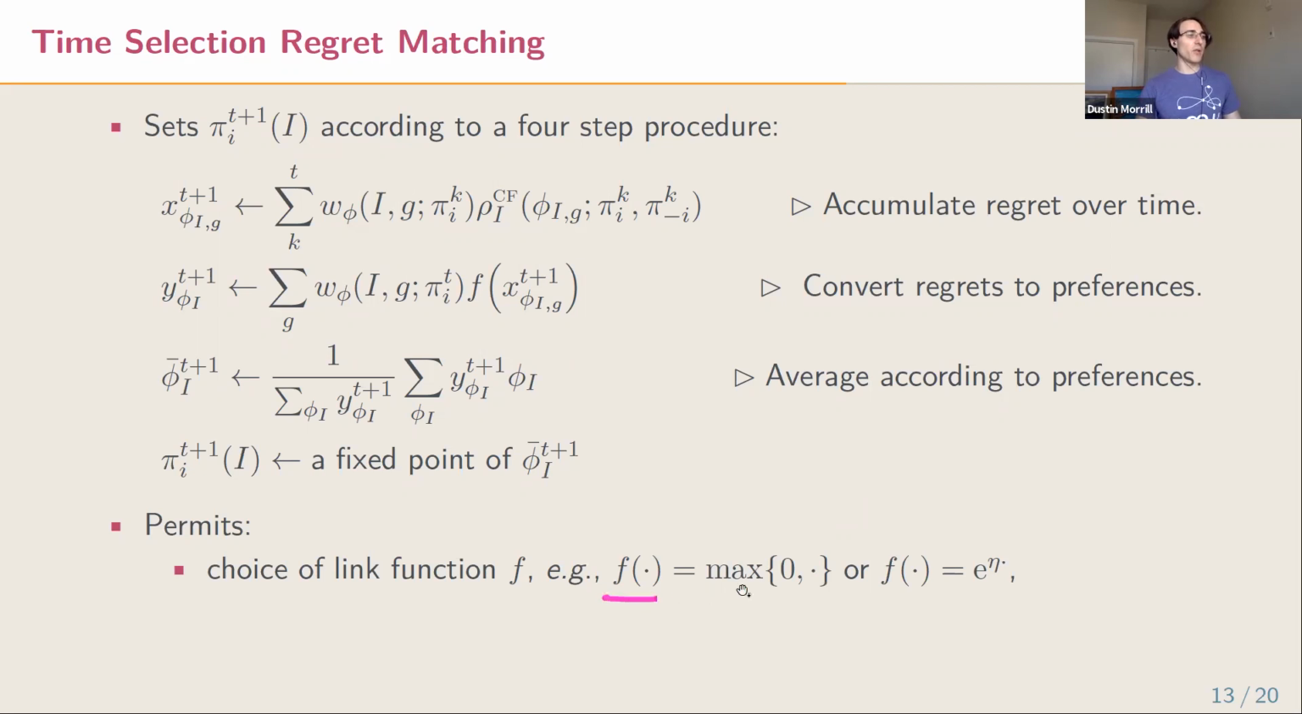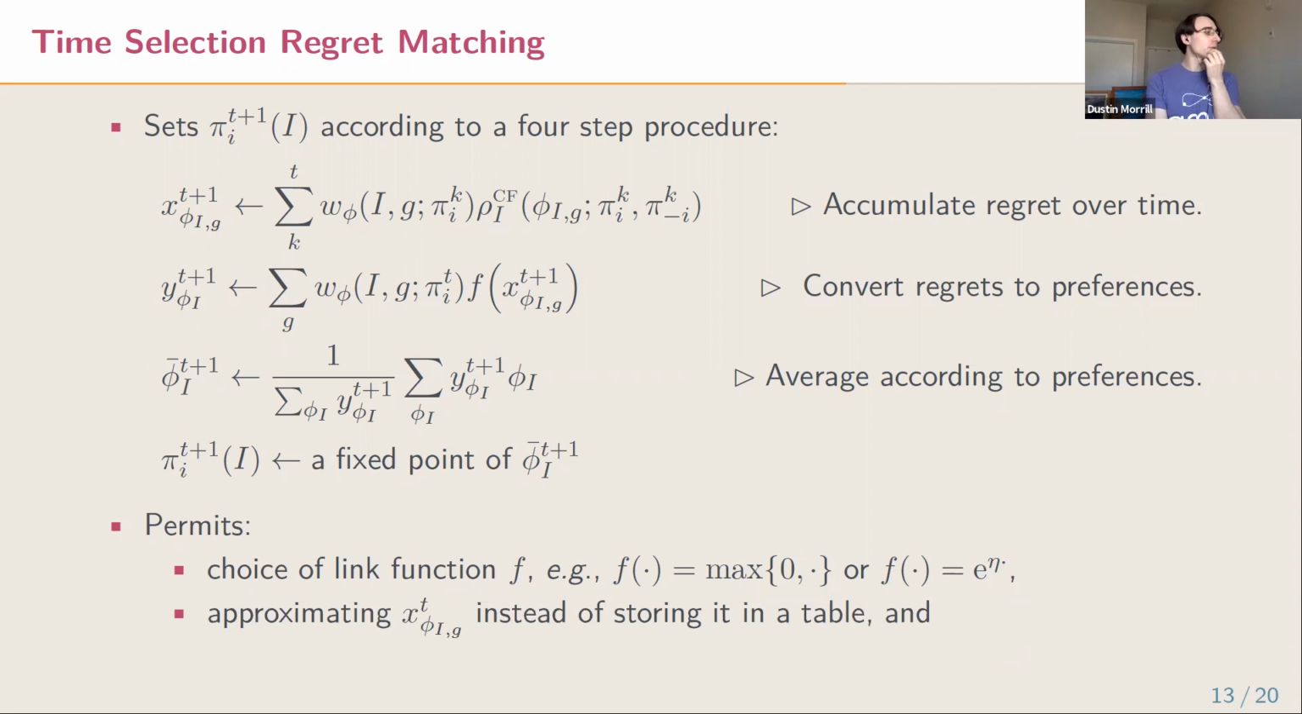So for example, what we usually use in experiments is we take the max of 0 and the regret. So we just cut off the negative bits. Or another link function that's common in the literature is the exponential function. And this gives you the best regret rate in terms of the dependence on the actions. But the max one typically has better practical performance.